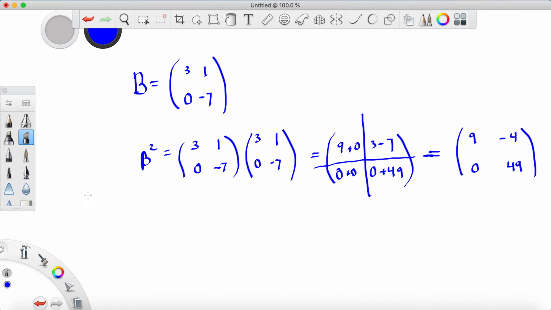So in a similar fashion, you can define the powers of matrices that are higher than 2. So for example, if I wanted to do B cubed, this is just going to be B times B squared. And it's not difficult to see that that's the same thing as B squared times B. And this just follows because, as we've shown previously, matrix multiplication is associative.